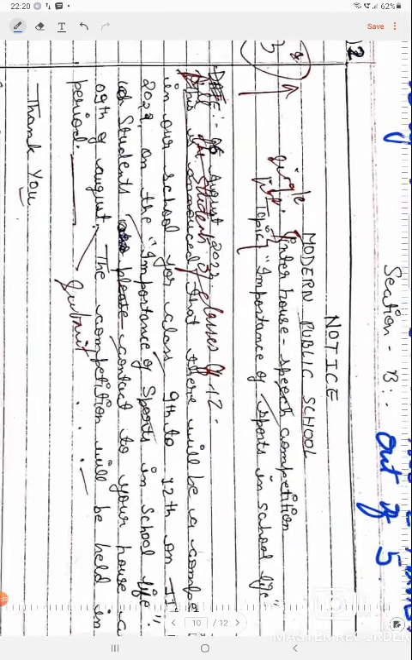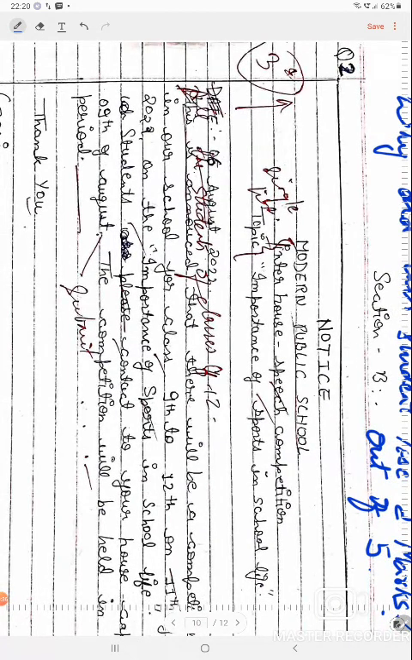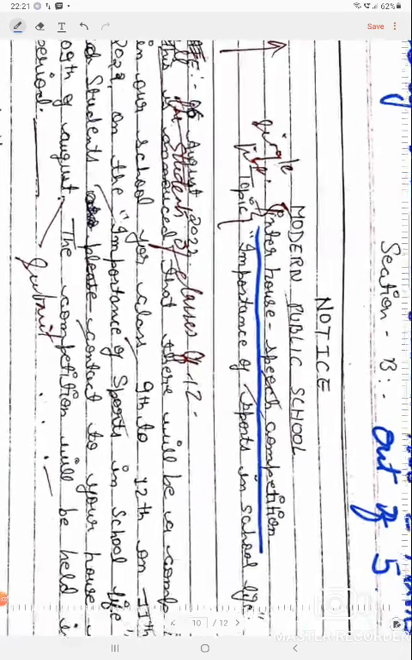See, the question was, you have to draft a notice intimating and informing students about the inter-house speech competition. Okay, it's supposed to be an inter-house speech competition. So, are you inviting names of the participants? Yes, understandably, yes. So, let's see how you start.